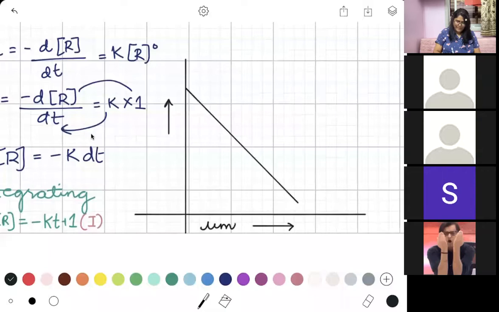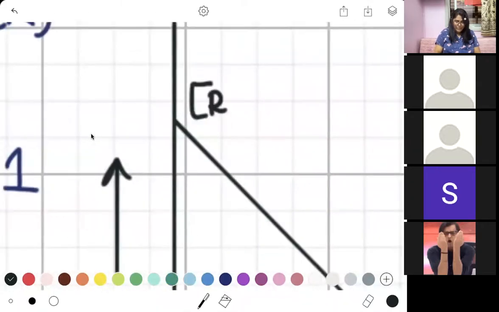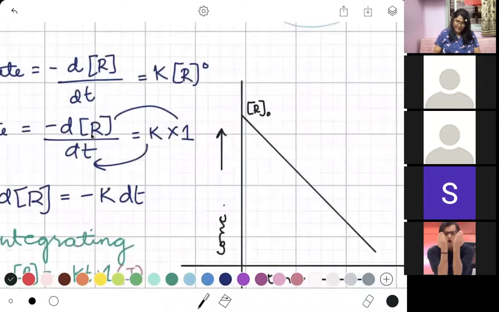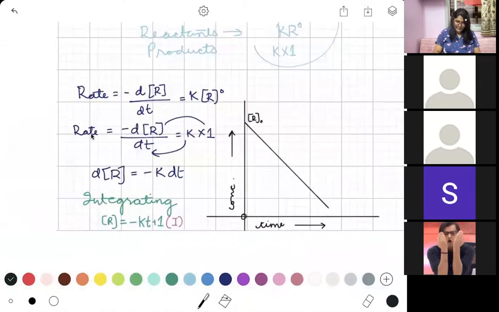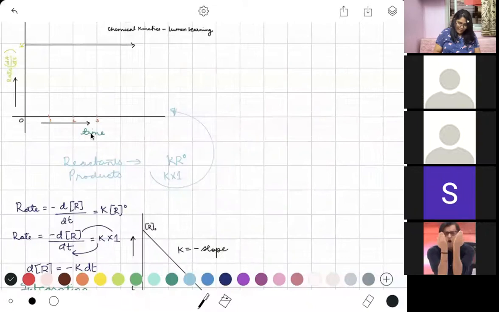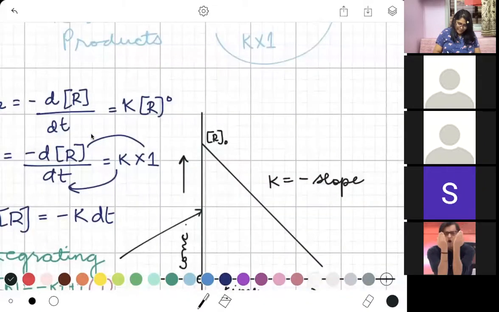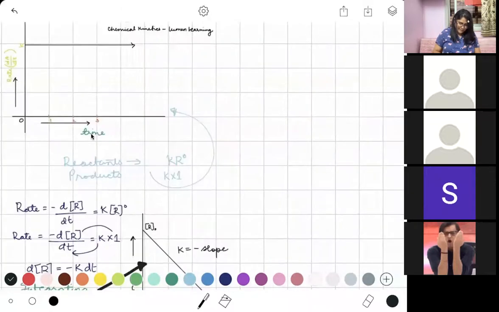So here I'm going to put time, and on this side I'm going to put concentration. What I said is at time 0, the concentration of my products is really, really high. The rate of my reaction, or the rate constant, is going to give me a negative slope if I plot this. This formula tells me this concept.